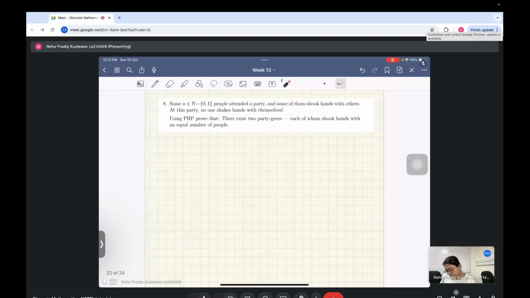So now what we will do is we will recall the concept of the pigeonhole principle.